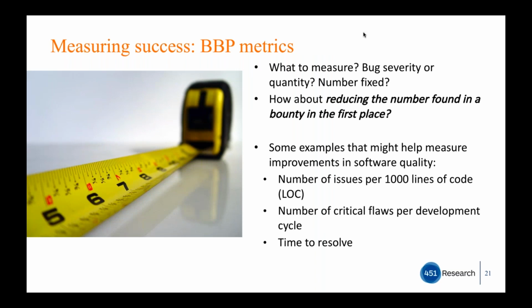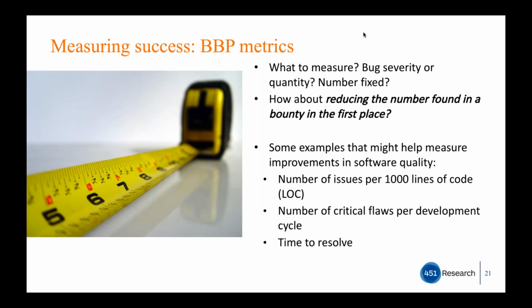And then what about measuring success? When you take a look at your bug bounty program, obviously you're going to want to be able to say if it's been successful or not. There are a number of metrics you can look at, like the number of high severity bugs that have been reported, the number fixed, but how about reducing the number found in the first place? And this is something of a trend in some bug bounty programs.